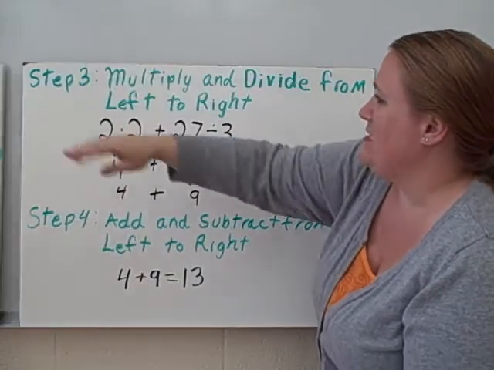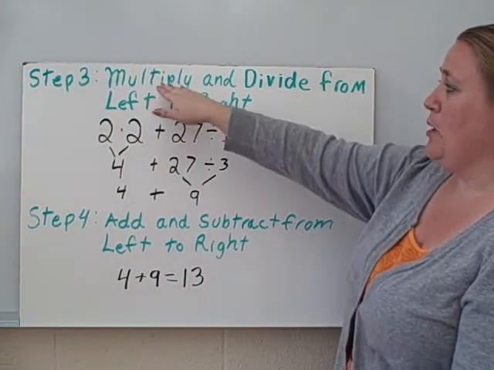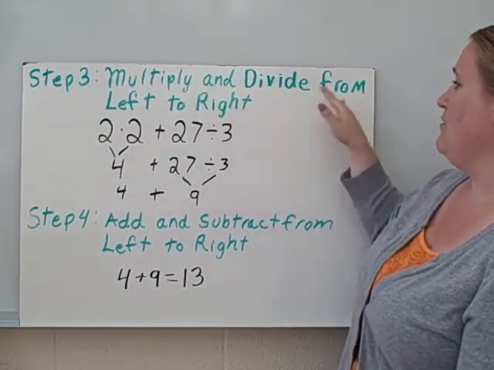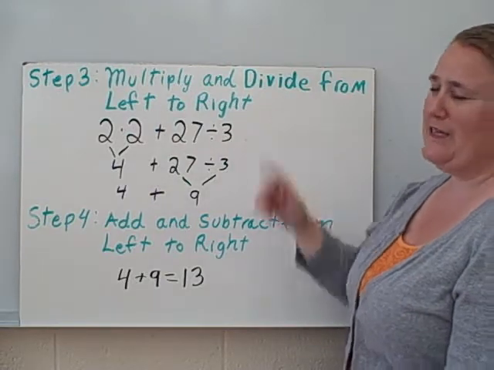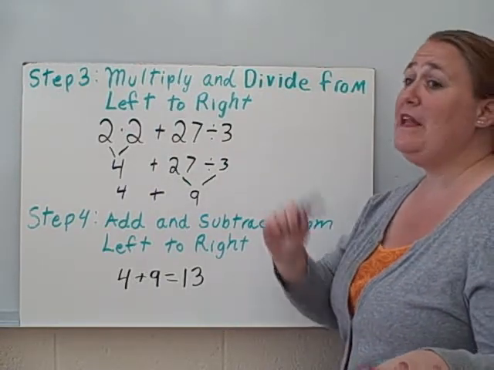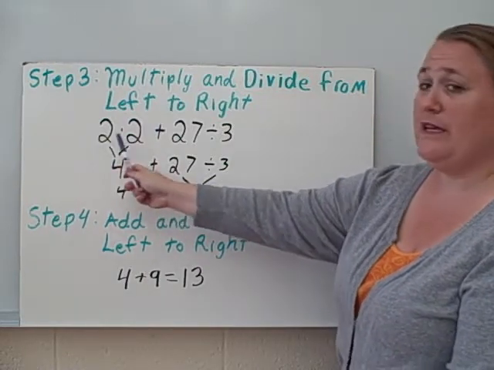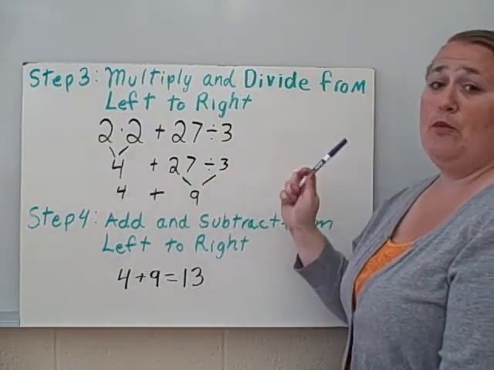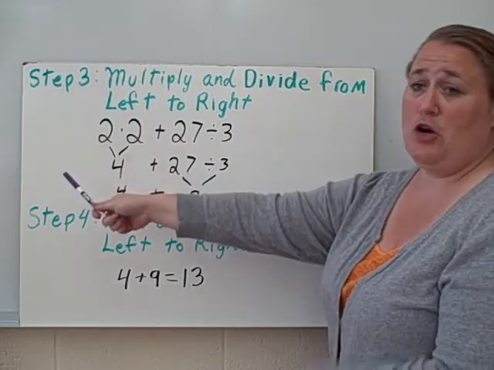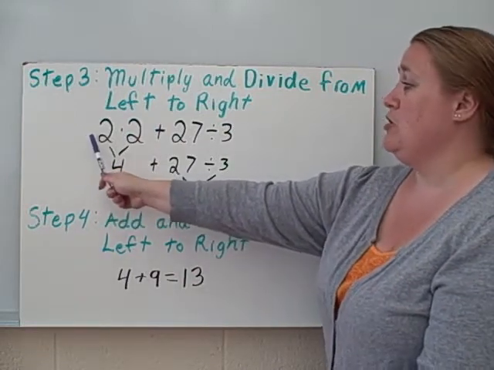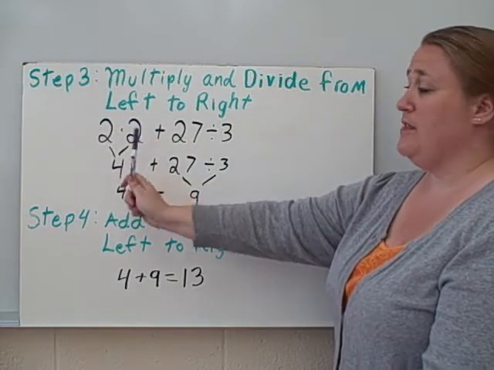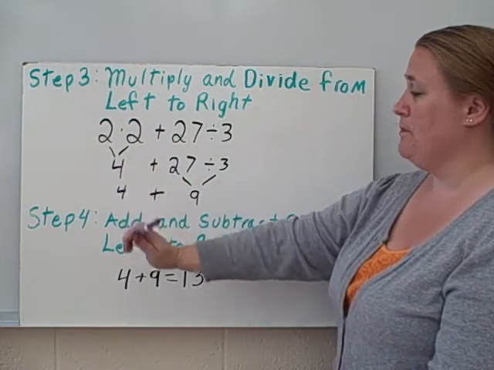Let's look at the next step. Step 3, multiply and divide from left to right. It's not multiply and then divide. We always start from the left and read to the right. So the first one we come across is the first one we do. 2 times 2. That gives us 4.